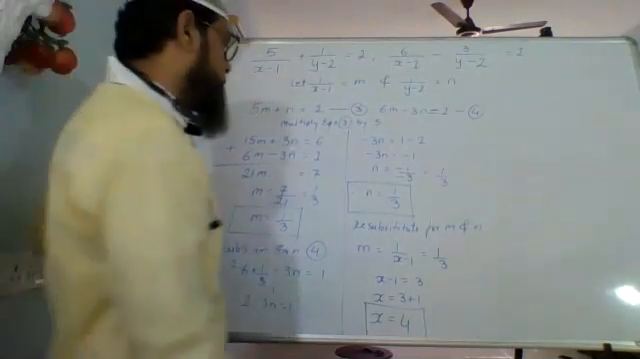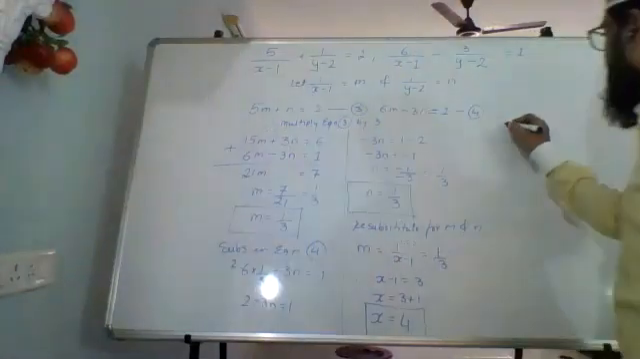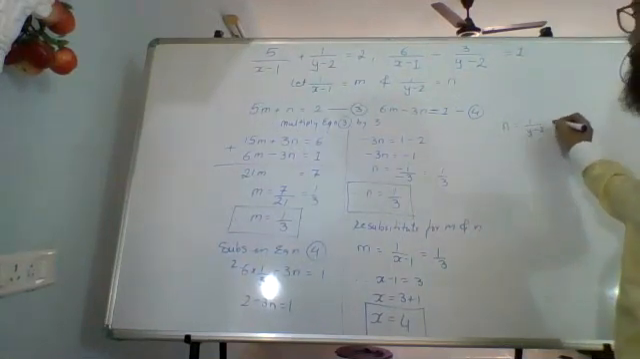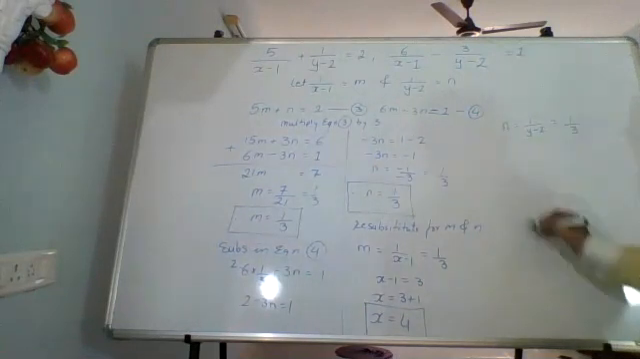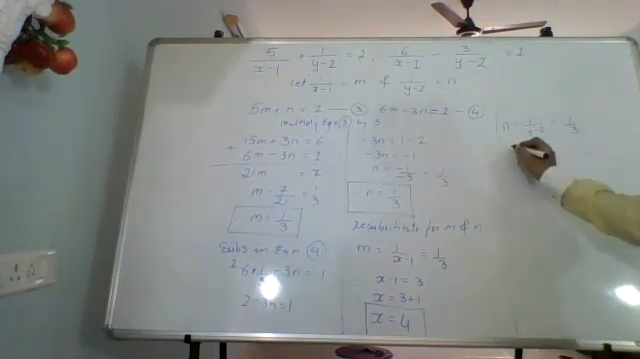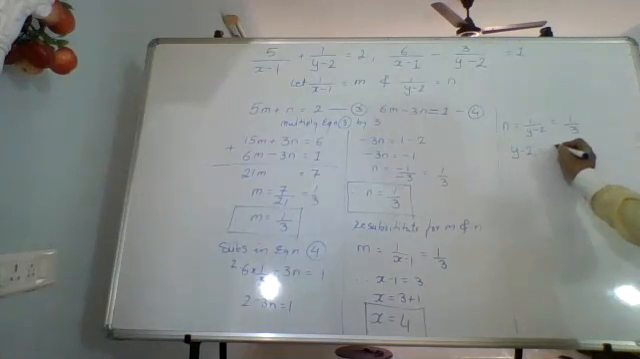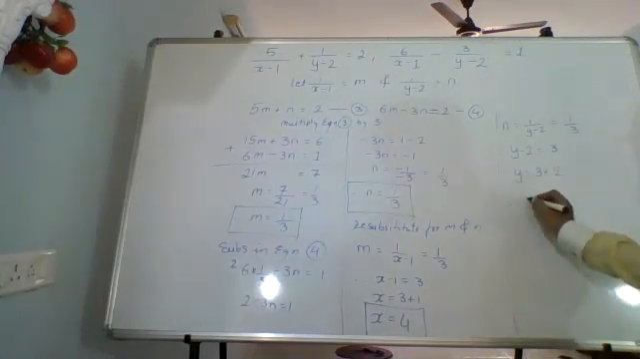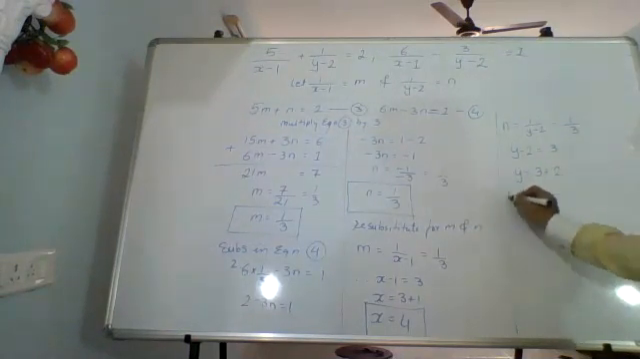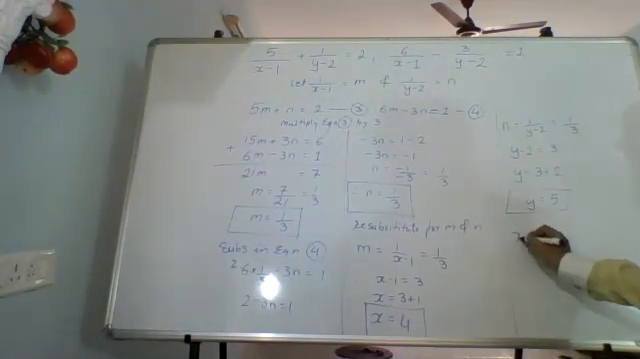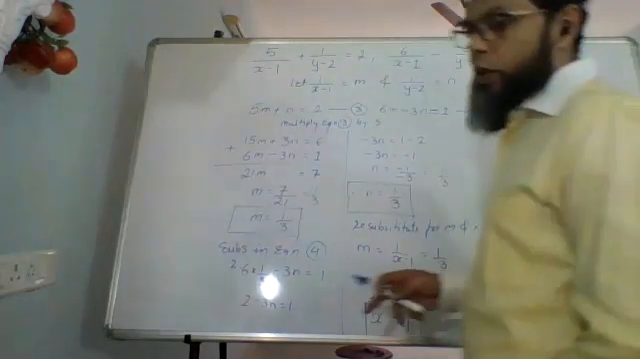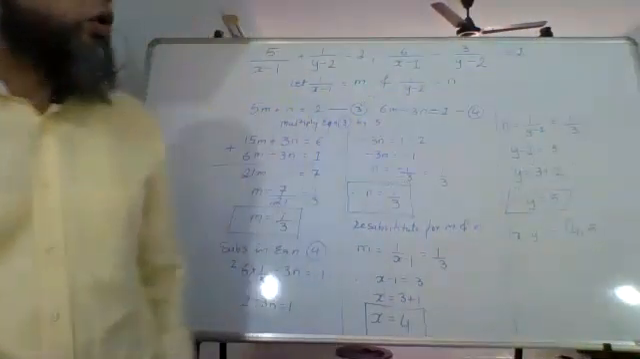Okay. Then for n, we are going to do the same thing. n equals 1 upon y minus 2, which is equal to 1 upon 3. So again, by invertendo, y minus 2 equals 3. y equals 3 plus 2. Therefore, y equals 5. So x comma y equals 4 comma 5.